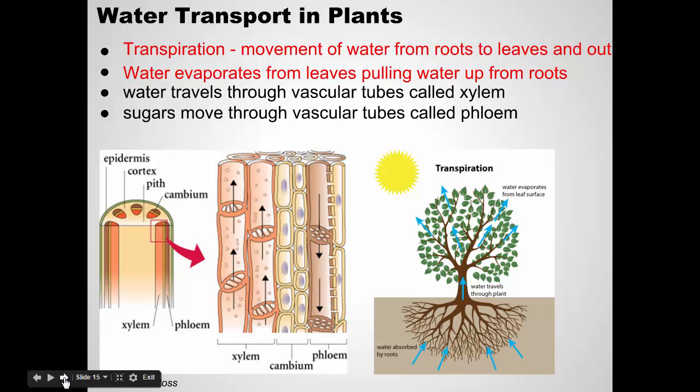Water in plants moves through the vascular tissue that's called the xylem. Okay. And other things that are dissolved in the water also move through the xylem.